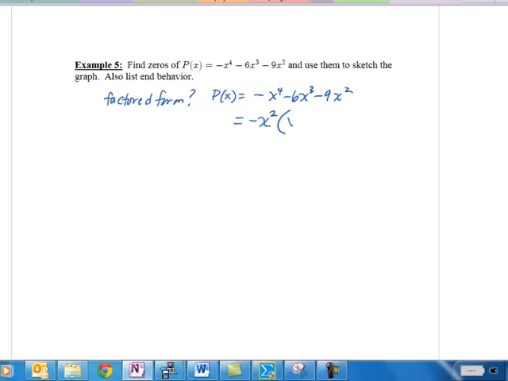And we have x squared then plus 6x plus 9. If we factor out a -x squared, the signs will change across each term. And we can factor that second group again. We'd have -x squared times x plus 3 times x plus 3, which I could write as the group x plus 3 squared.